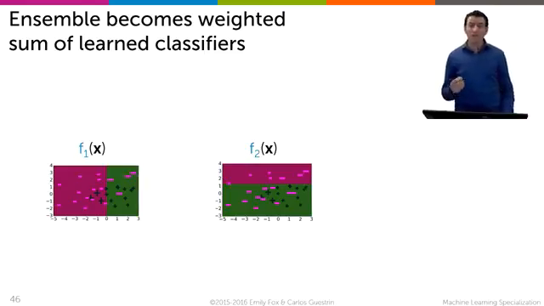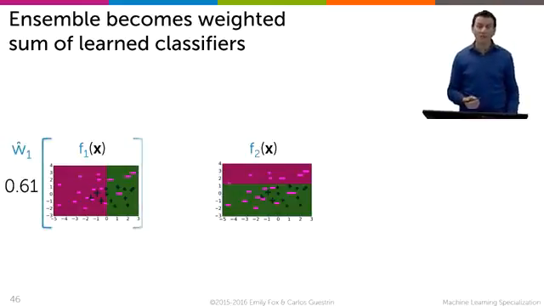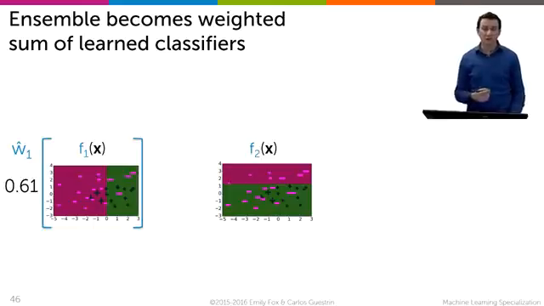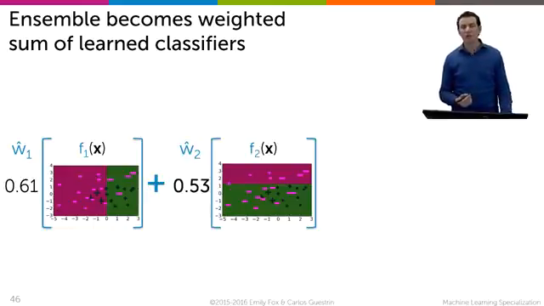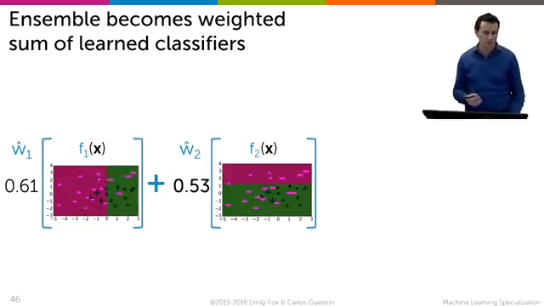So now we've learned the decision stumps F1 and F2. And the question here is how do we combine them? So if you go through with the AdaBoost formula, you'll see that the W hat 1, the weight of the first decision stump, is going to be 0.61. And then W hat 2 is going to be 0.53. So we trust the first decision stump a little bit more than we trust the second one, which makes sense.